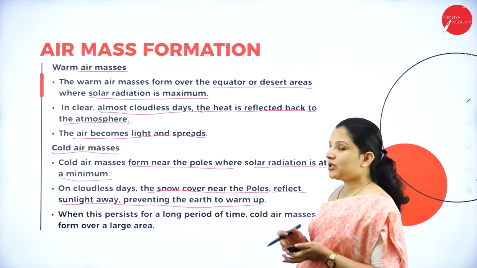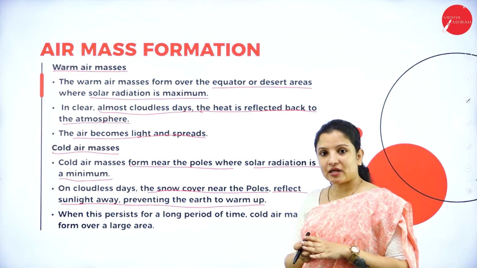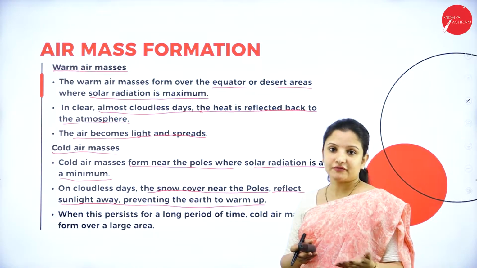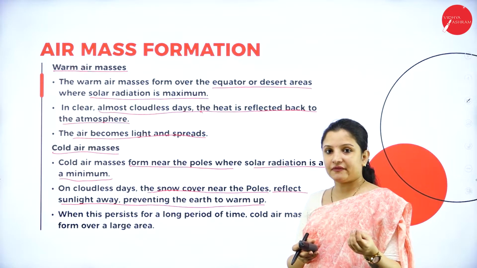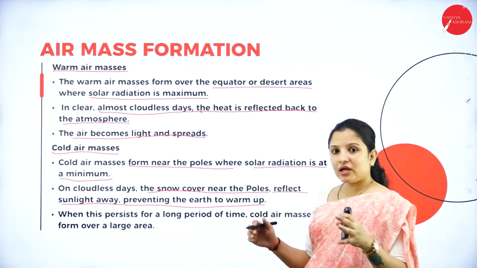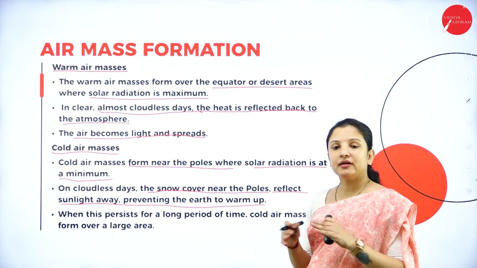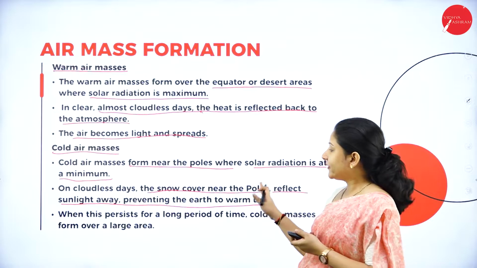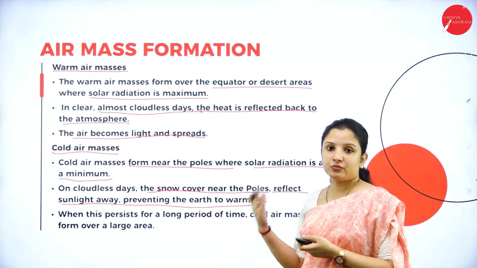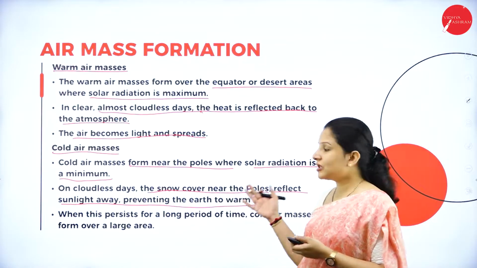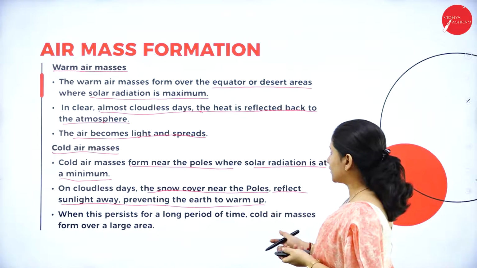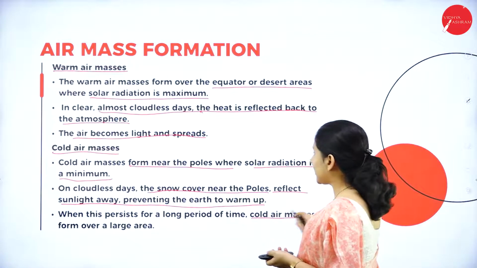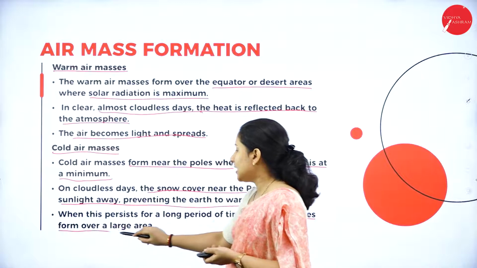So that is why the melting of the polar ice caps is occurring, again because of the greenhouse effect itself. So, because of human intervention. Otherwise, the polar region would never get heated up, and the melting of the ice caps would never occur if it were left to nature and if we human beings did not interfere with nature. So when this persists for a long period of time, cold air masses form over a large area.